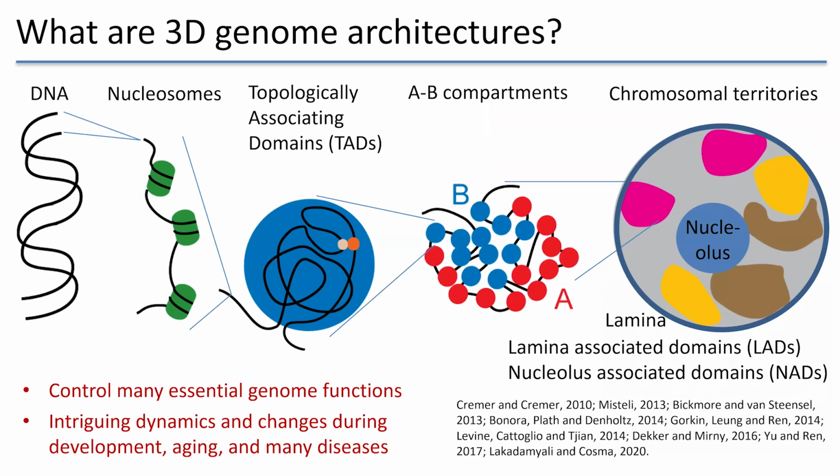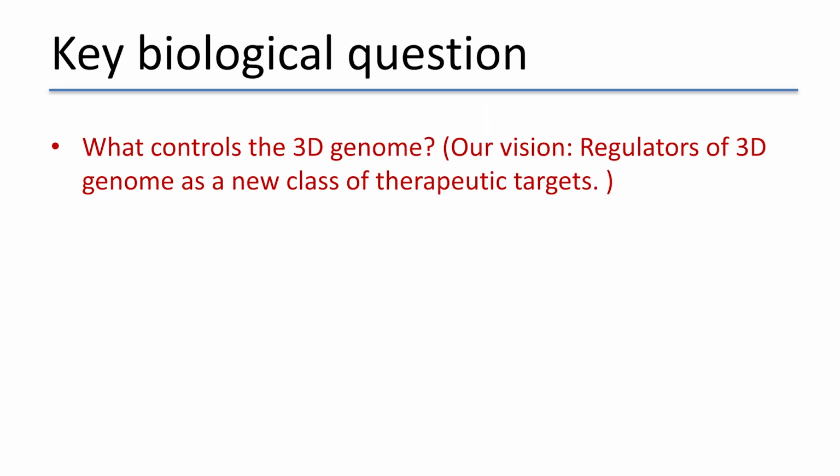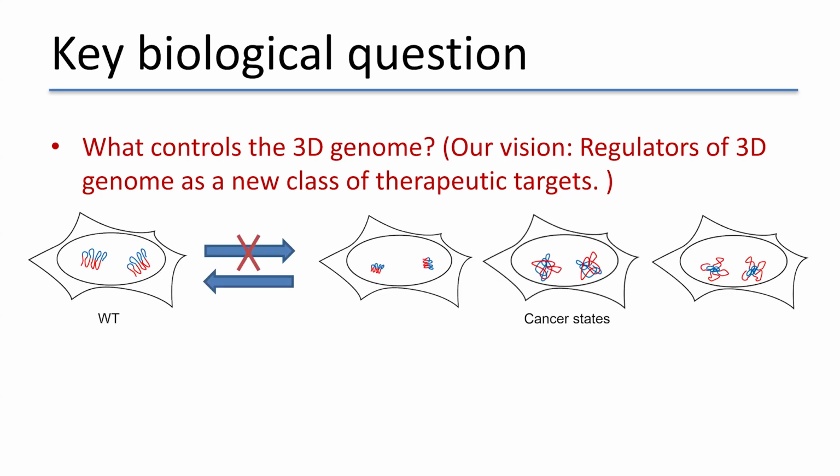Despite the powerful techniques and all the beautiful discoveries in the field regarding how the genome is organized and folded in 3D, and how the 3D genome is associated with aging and diseases, a key question remains. That is, what controls the 3D genome? There are potentially many regulators of the 3D genome. Our vision here is if we can identify many 3D genome regulators, they may serve as new therapeutic targets to halt or even revert harmful 3D genome changes in, for example, cancers and aging.